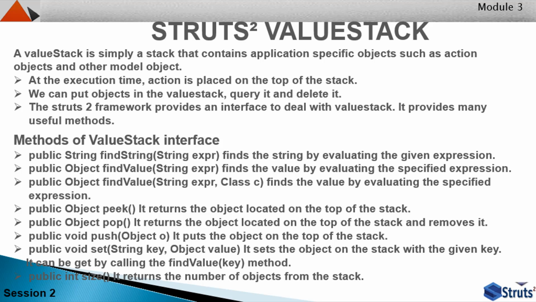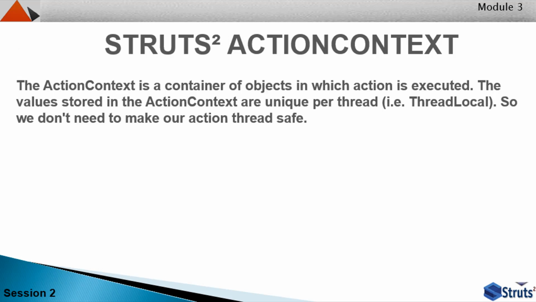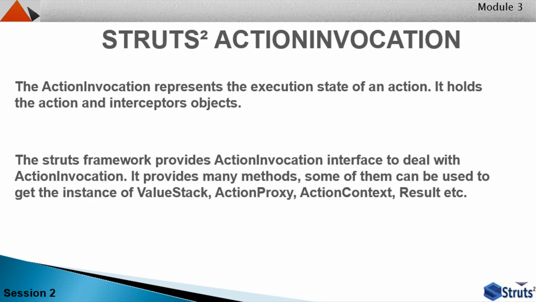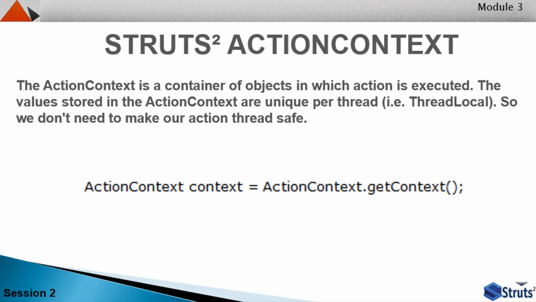Struts 2.0 ActionContext. The ActionContext is a container of objects in which the action is executed. The values stored in the ActionContext are unique per thread, that is, thread local. So we don't need to make our action thread safe. We can get the reference of ActionContext by calling the getContext method of the ActionContext class. It is a static factory method.